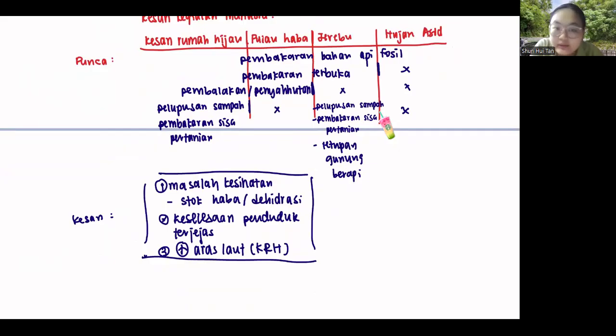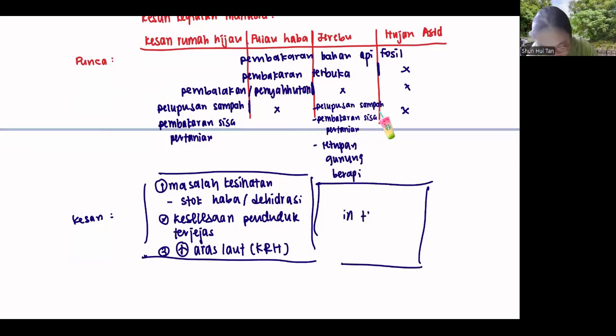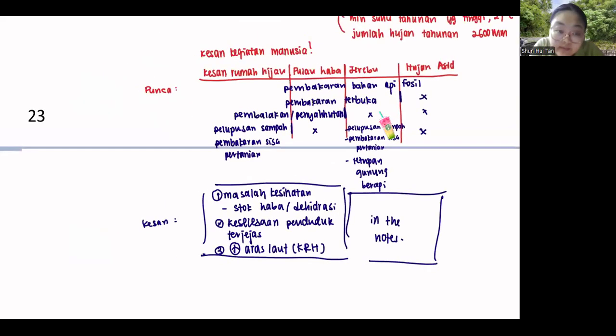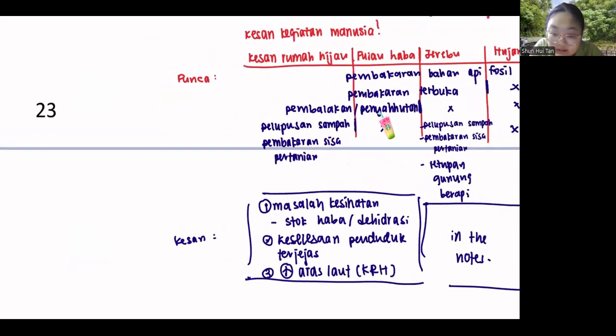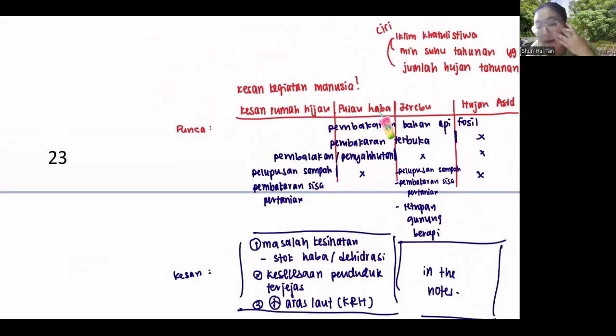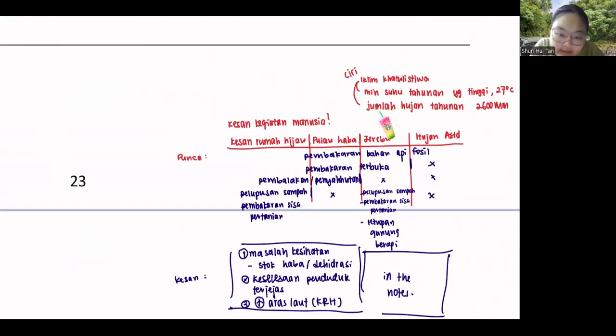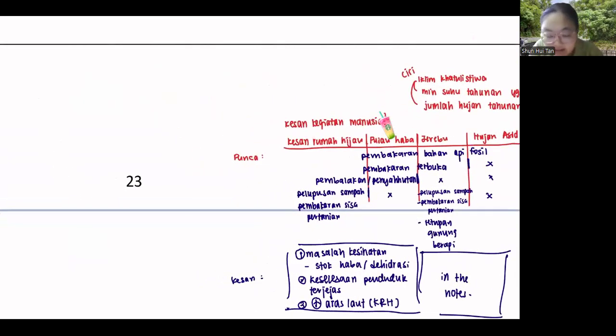Hujan asid, that one you learn in the book, so I didn't write here. Jerebu, same, you learn in the book, so I don't write here. Okay? So these two are in the notes, yeah. That's why I don't mention, because I found that you sometimes will get stuck in the KBAT questions. Now, come back here. Other than this part, quite common that they get stuck.